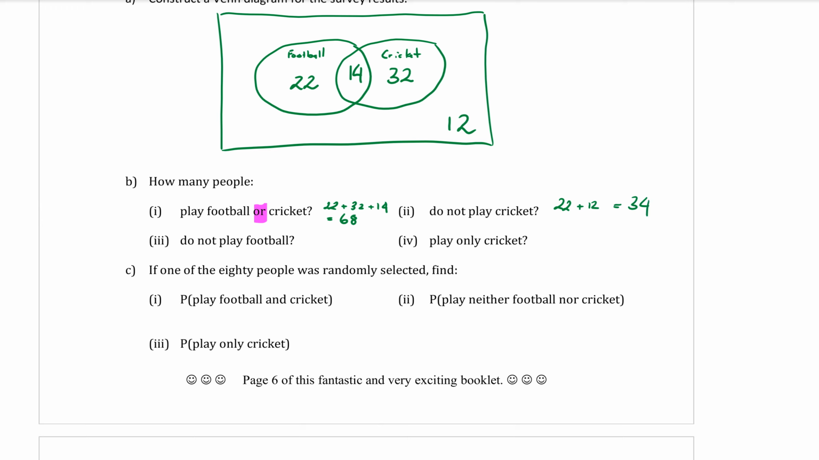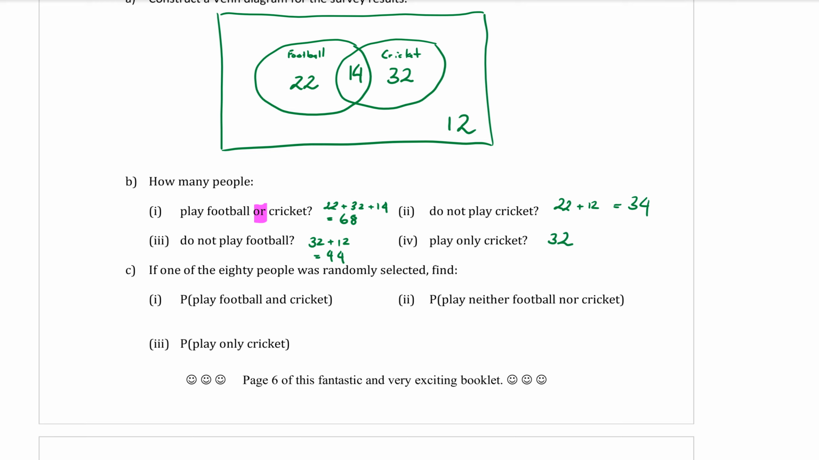Okay, part 3. How many people do not play football? So now we go, here is the football people. To not play football, you're 32 and the 12. So 32 plus 12 makes 44. And part 4, how many people only play cricket? Now, my cricket circle, these people play cricket, but these ones play football as well. When I say only, it means we don't want the overlapping section, we just want the 32.